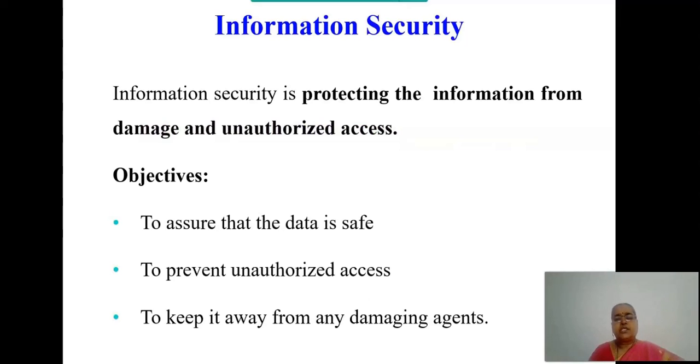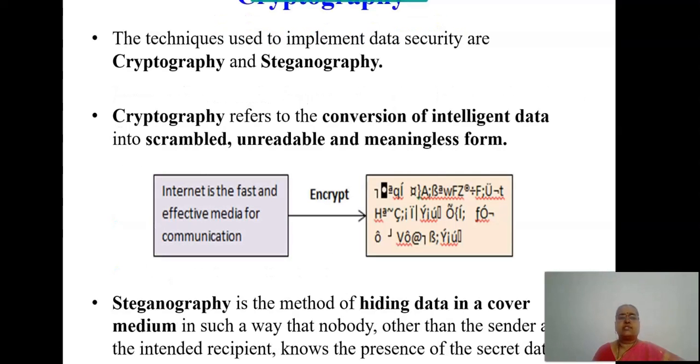And information security is protecting the data from damage or unauthorized access. So the objective of data security is to assure that the data is safe, to prevent unauthorized access, and to keep it away from damaging agents. These are the objectives of data security. And this security is implemented through some algorithms.